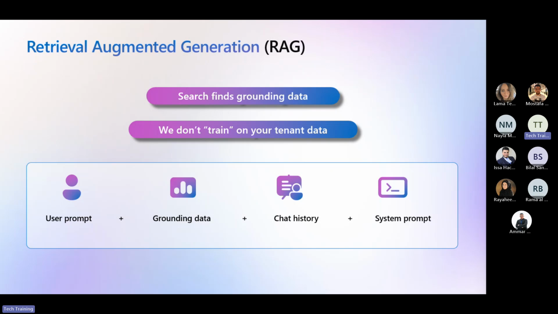So the user prompts we use, when you prompt, when you type, when you add, when you do anything with this Copilot, plus the grounded data that you have within your environments, the chat histories, and the system prompts, all of these create what is called the environment related to the answers that you are going to have.